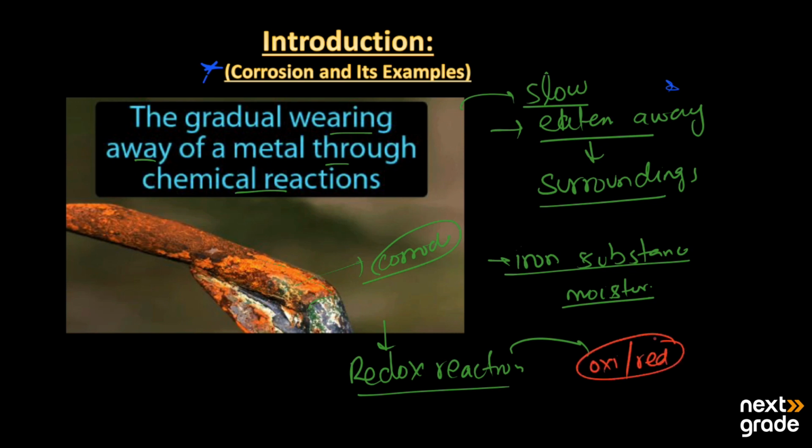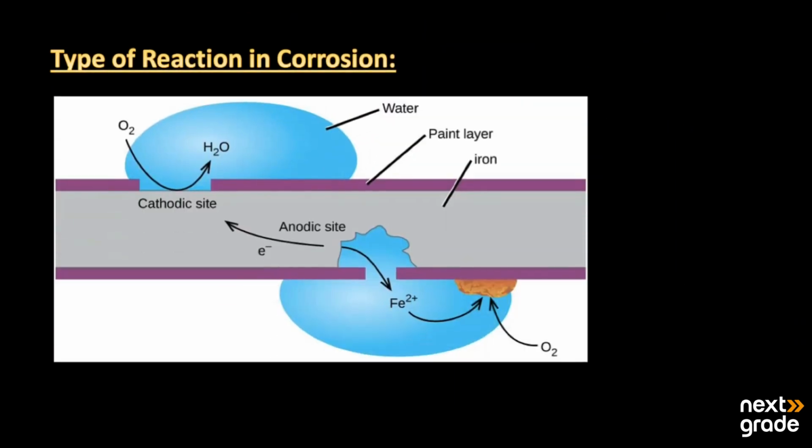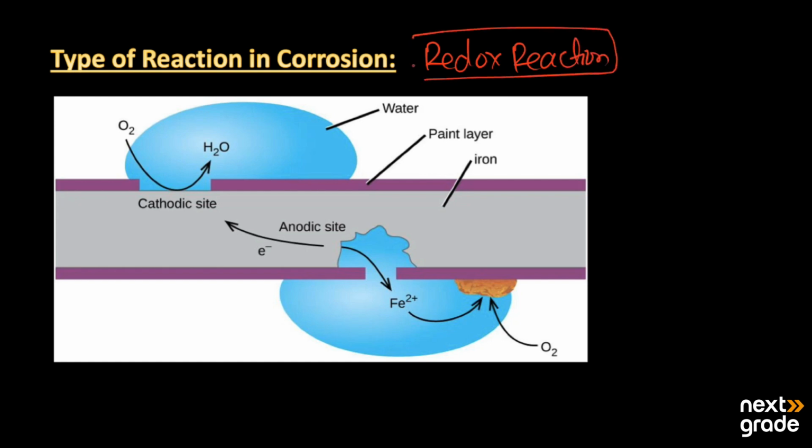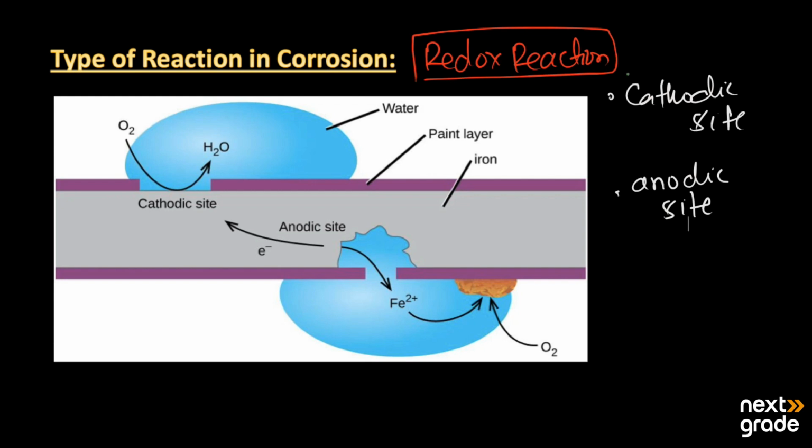Now, what are the main reasons behind corrosion? We will discuss that. Before that, we have the types of reaction in corrosion. Basically, for the redox reaction to take place, there is a requirement of two types of electrodes or sides. The first side is called the cathodic side, and the second we need is the anodic side. The cathodic side is responsible for the process of reduction, and the anodic side is responsible for the process of oxidation.